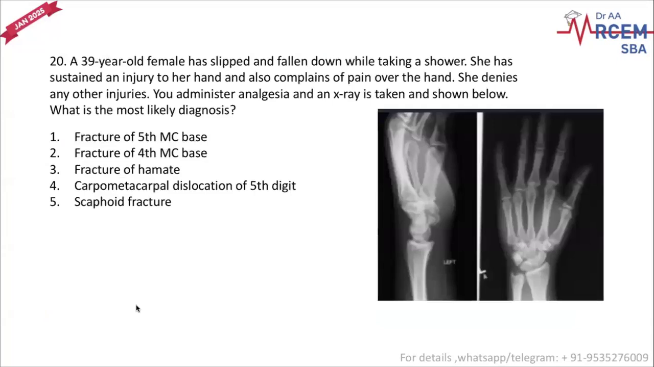A 39 years old female has slipped and fallen down while taking a shower and she has sustained an injury to her hand. She also complains of pain over the hand. She denies any other injuries. You administer analgesia and an X-ray is taken and shown below. What's the most likely diagnosis they are asking here?